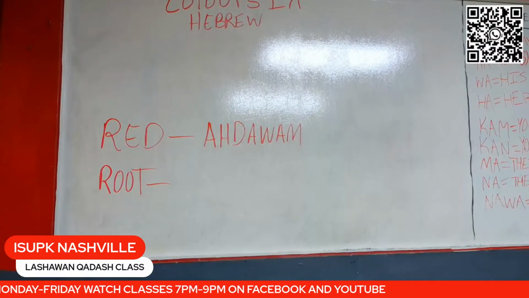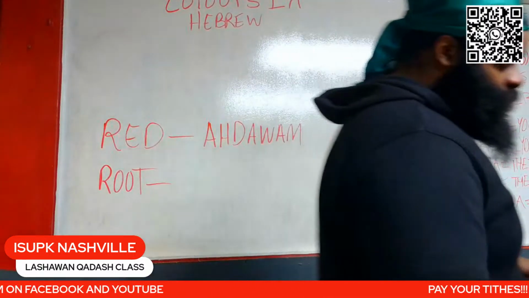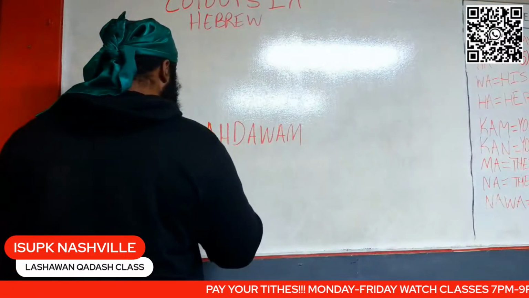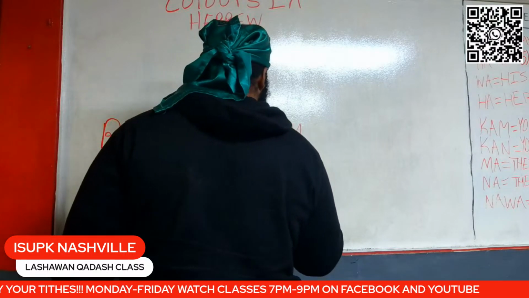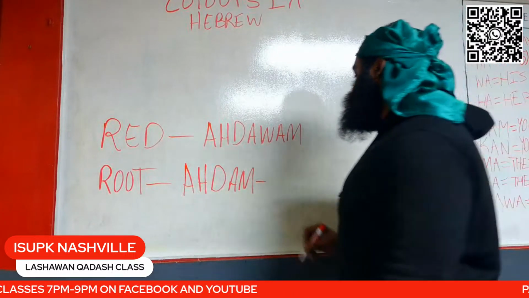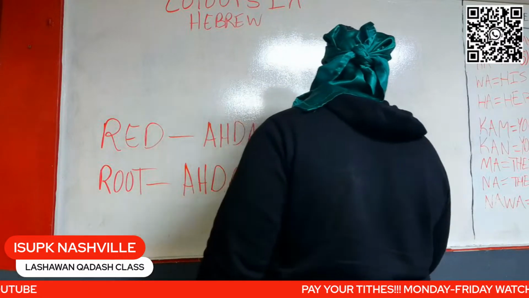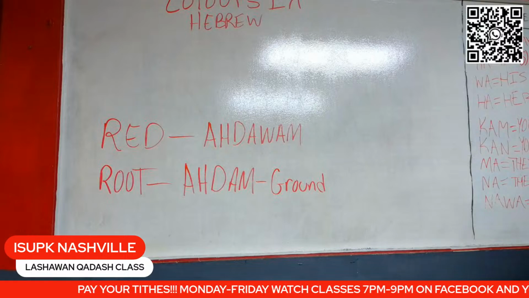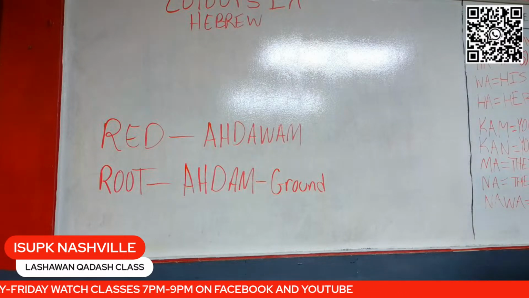Adawam. Okay. The root word for Adawam is Adam. Let me write it out for you. Adam. This is the root word, Adam, which means ground. That's the root word, Adam, for Adawam. It means ground. So now let's write it out in the Hebrew.